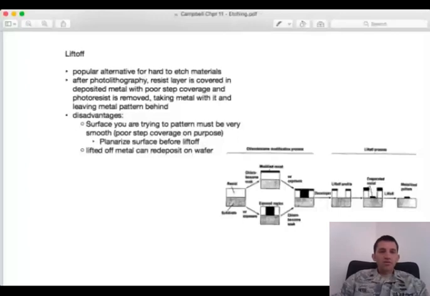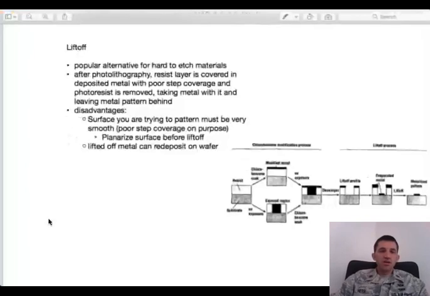All right, so that covers our spectrum. The last topic is liftoff, which is a bit different but related. There are lots of different etch chemistries, but some materials are just tougher and harder to etch. And so those surfaces can be patterned by a different process called liftoff.